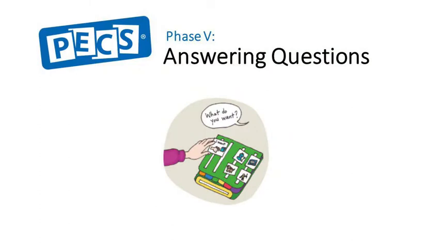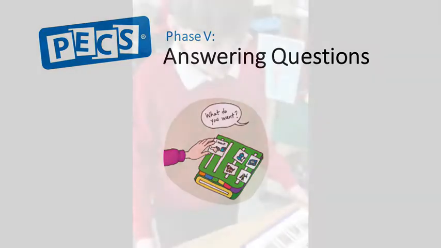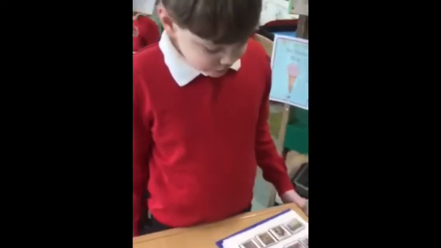Phase 5 is answering questions. This is where the child learns to use PECS to answer questions such as, what do you want? What does Andrew want?